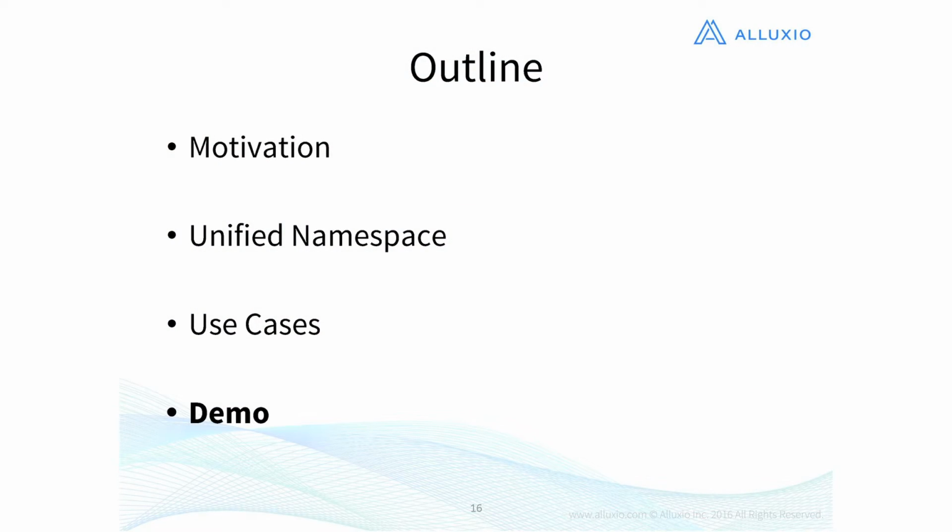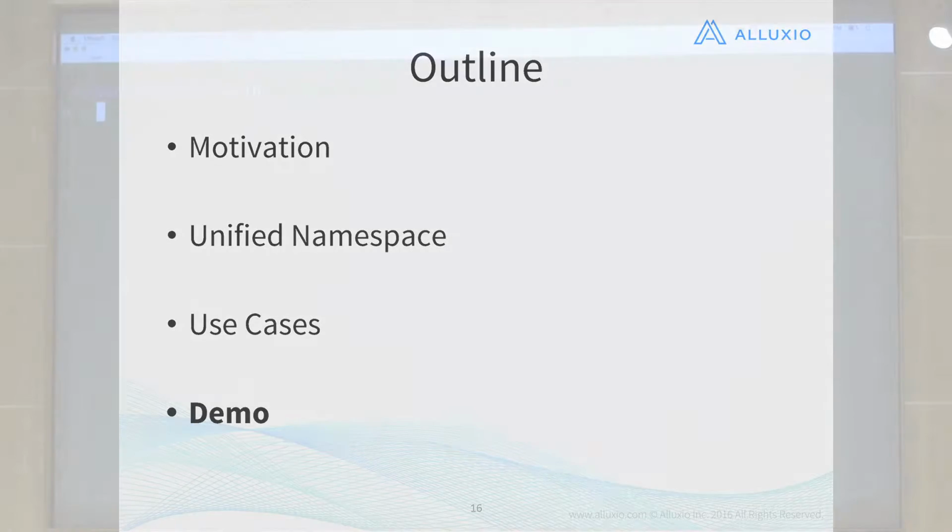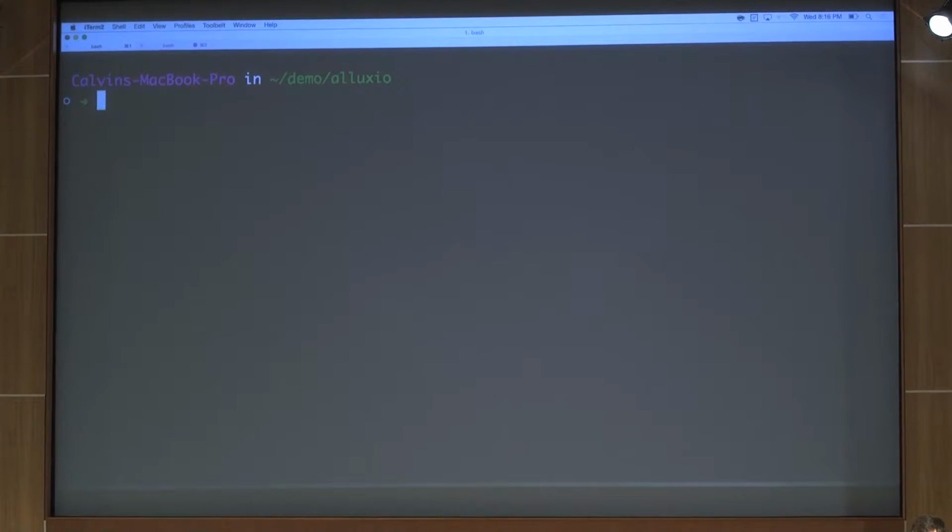So after covering these two high-level use cases, I would like to show you a quick demo that illustrates how the unified namespace feature works. And for this demo, I'm going to reuse the setup that Calvin used for his demo. In particular, I have an Alluxio instance running on this laptop, meaning both Alluxio master and Alluxio worker are running on this machine. And Alluxio's namespace is being backed by an S3 bucket that was serving the files that Calvin was using in his example when he was running a Spark computation.